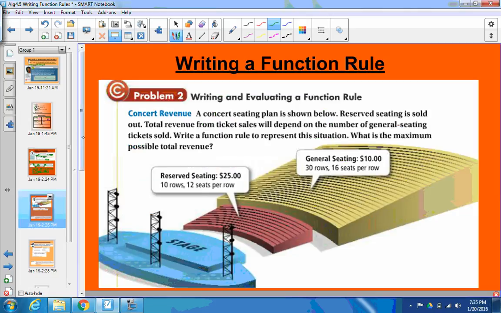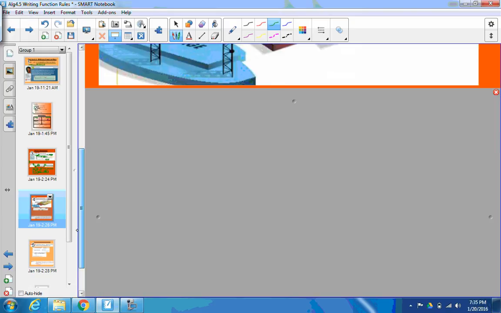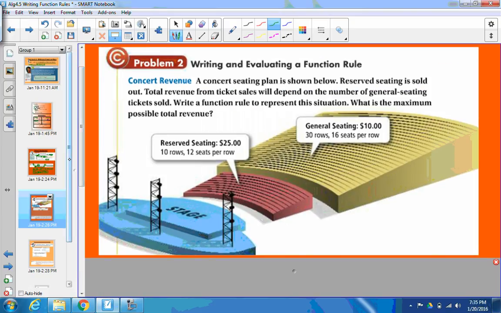Now let's look at a different type of situation. Maybe evaluate it as well, but we're going to really focus on writing it. It says a concert seating plan is shown below. Reserve seating is sold out. Total revenue from ticket sales will depend on the number of general seating tickets sold, because the reserve seating is sold out. So it depends on the general seating. Here's our question. What is the maximum possible total revenue? Write a function to represent it.